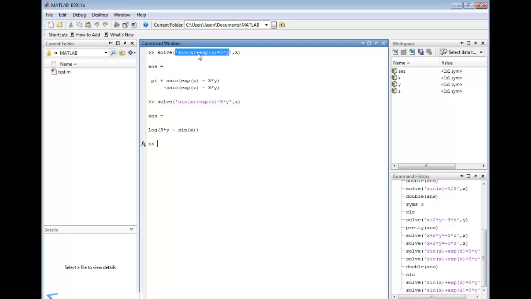This is usually how I would tackle it because it's the easiest and closest to what you would probably do on your paper. So get in here, learn how to define your variables symbolically to get them in the symbolic workspace. Put them in single quotes and tell MATLAB what variable you're solving for, and it will do the heavy lifting for you.